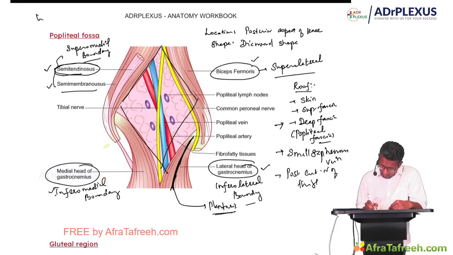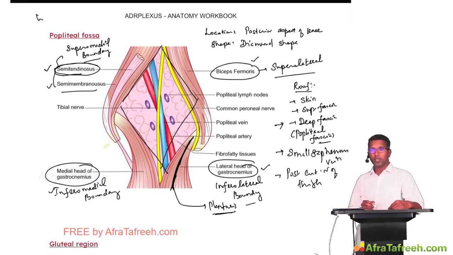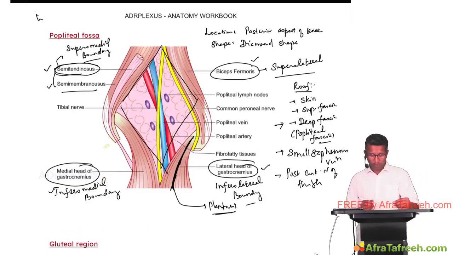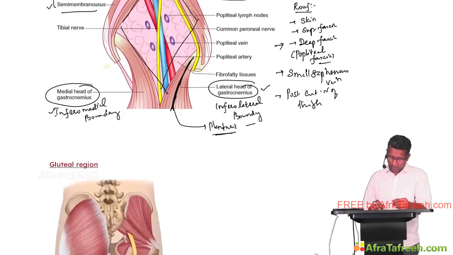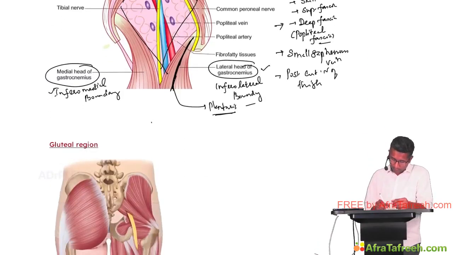You can also see the posterior cutaneous nerve of the thigh in the roof, okay. So these are the structures which are seen in the roof of the popliteal fossa, okay. Now what is the structure which is forming the floor of the popliteal fossa?